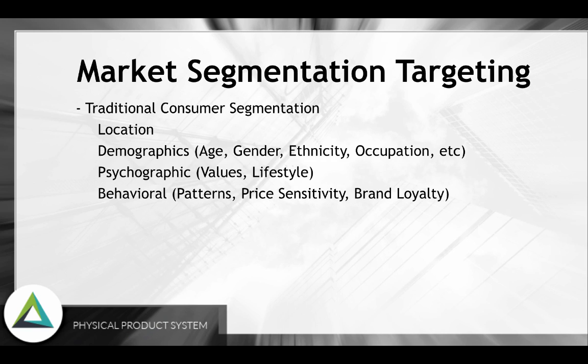Market segmentation, in the traditional sense, involves these four things: location, demographics, psychographic, and behavioral. So what do those mean? Location obviously is self-explanatory. Demographics, your age, gender, ethnicity, occupation, things that describe who you are as a human being. Psychographic is your values and your lifestyle. Think again of Mountain Dew with a gamer, the gamer lifestyle. The values, think about conservative people or liberal people or Christian or not.